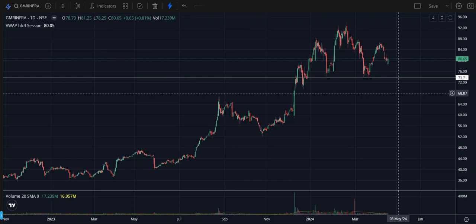We are yet to form the breakdown candle, so we have to wait for several days, maybe a few weeks. Probably by the middle of May itself, we can get a clear picture of what's going on in this stock. If you want, we can revisit this stock as well.